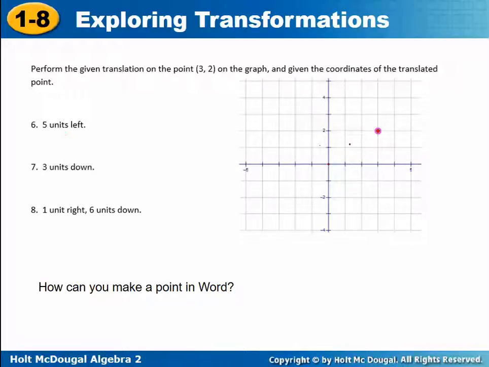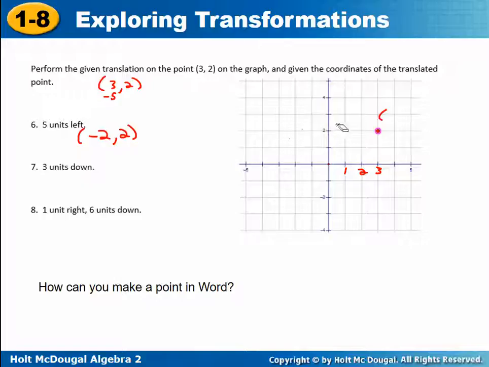So to go 5 units left, let's first write the coordinates of the point right now. This is 1, 2, 3, so x is 3 and it's up 2. So right now our point is at 3, 2, and we want to move to the left. 1, 2, 3, 4, 5. So here's our new point, and we would end up at -2, 2. So I can tell by looking at the graph, or I could say, well, I just have to subtract 5 from each x-coordinate, leave the y-coordinate the same. 3 minus 5 is -2.